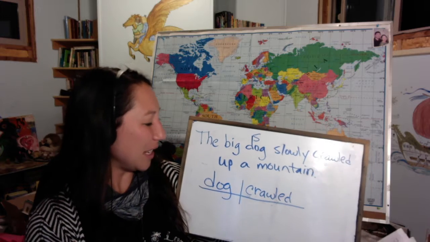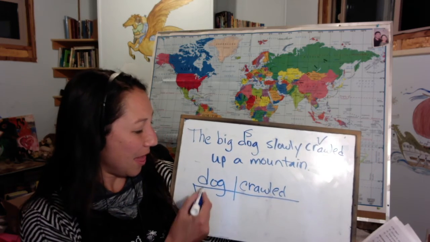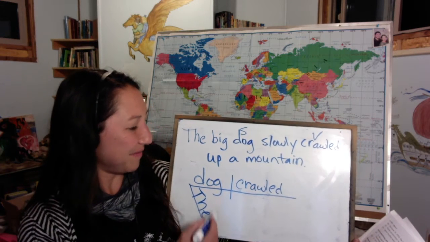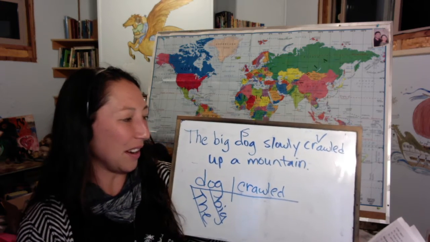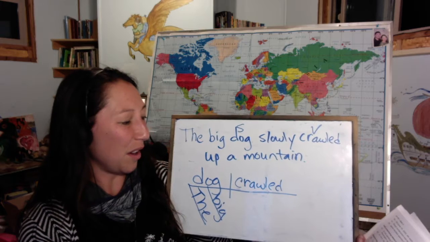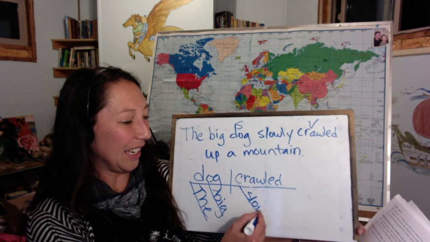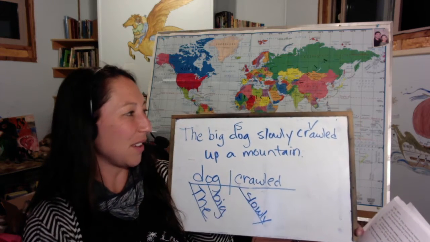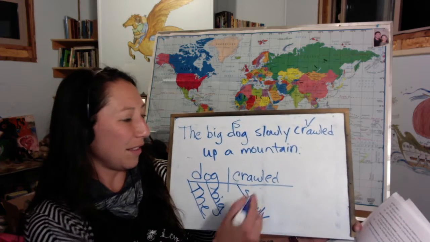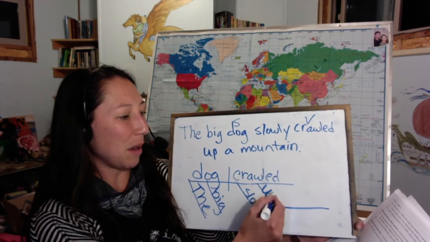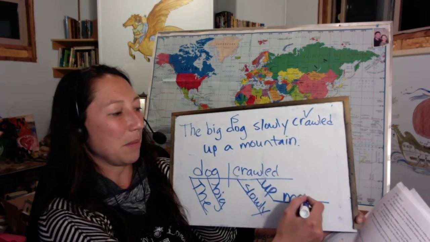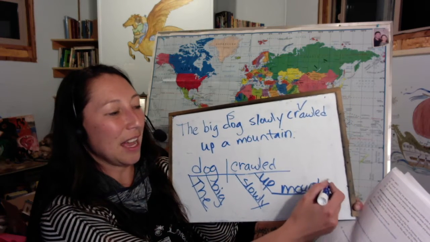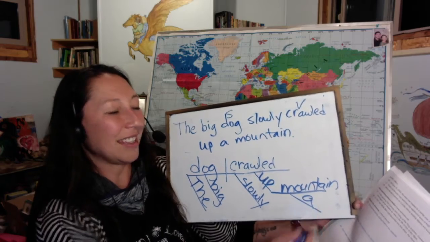Okay, but now I could ask the question, what kind of dog? The big dog. Here's my adjective that modifies dog. How did it crawl? Slowly. Here's my adverb that modifies crawled. Where did it crawl? Up a mountain. Here's my prepositional adverbial phrase. Up is my preposition. Mountain is the object of my preposition.